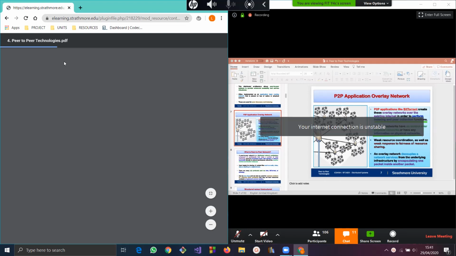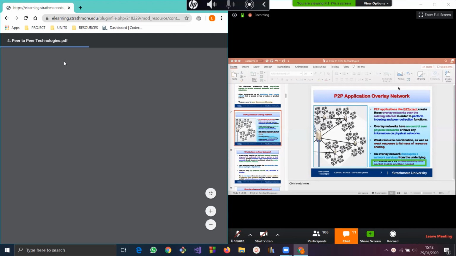Okay, and so in this case, therefore, we have fairness in terms of resource sharing and resource coordination, because it does not take over that particular network. So it decouples the network services of the underlying infrastructure by encapsulating packets inside another packet. Remember the concept of encapsulation. It means I just add something.